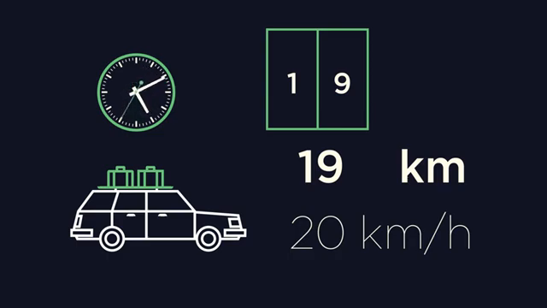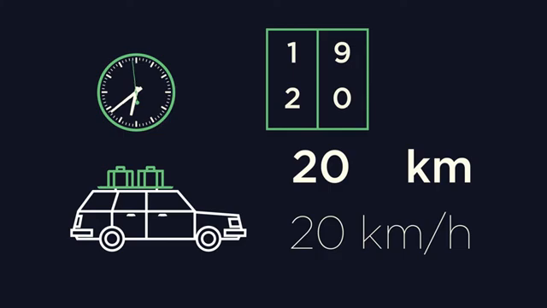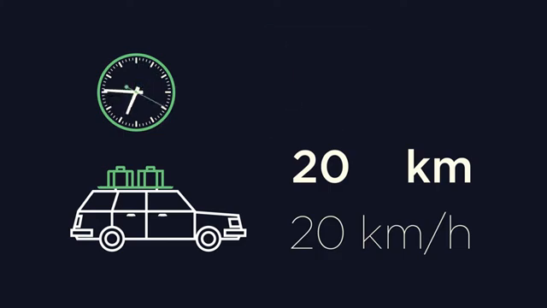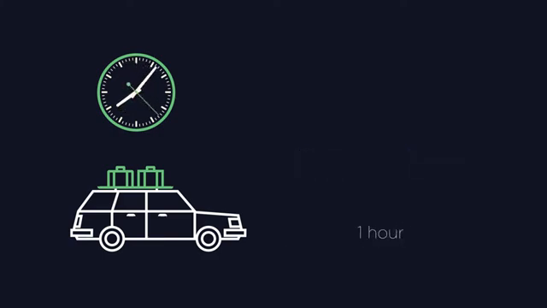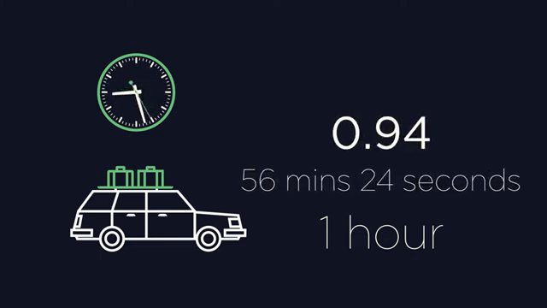If we look at the 9 as the lowest possible value positionally, it would round upwards, making the 10 a 20. Now if we look at our values, we have a distance of 20 kilometers, a speed of 20 kilometers per hour, and using distance over speed, we get a time of 1 hour. The exact value would be 0.94, which is 56 minutes and 24 seconds, so our approximation is not far off.